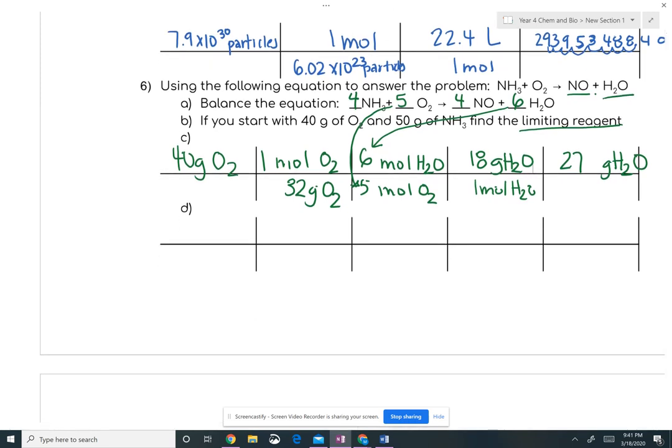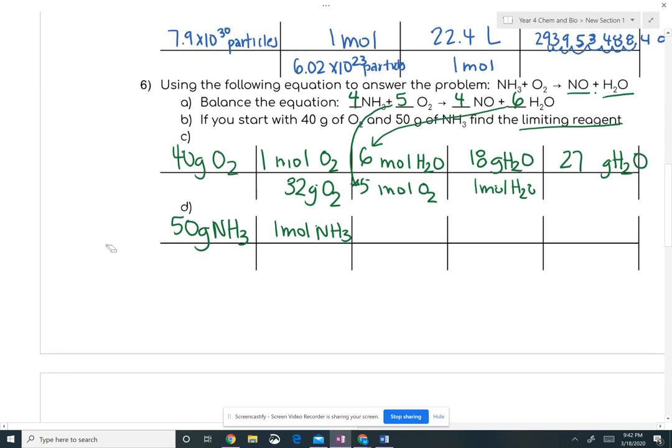And again, for these limiting reactant problems, you really want to get to a point in which you can compare and contrast, and you want to compare apples to apples. So you want to get the other one to grams as well. So I'm going to get my 50 grams of NH3, and I'm going to go from 50 grams to moles of NH3. Since I'm using grams, I have to figure out how much NH3 weighs. Nitrogen's 14 plus 3 would be 17. So this would be 17 grams of NH3 in 1 mole.